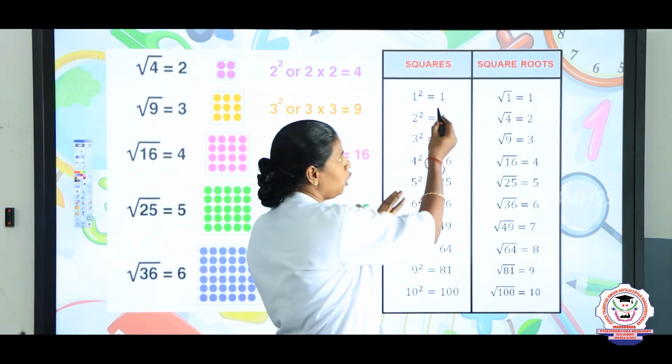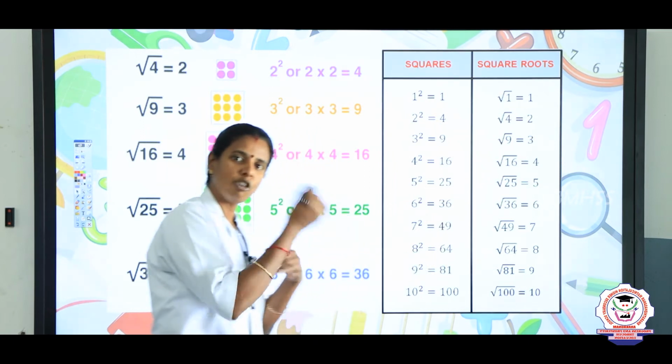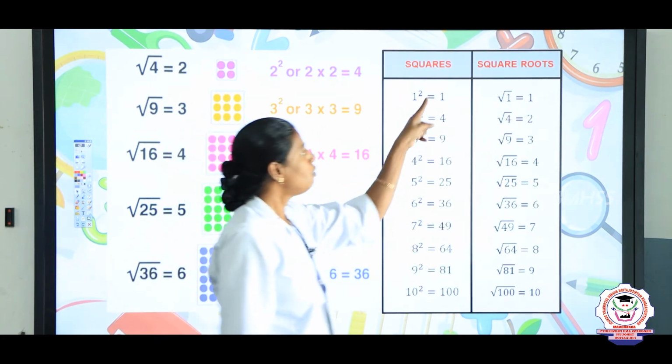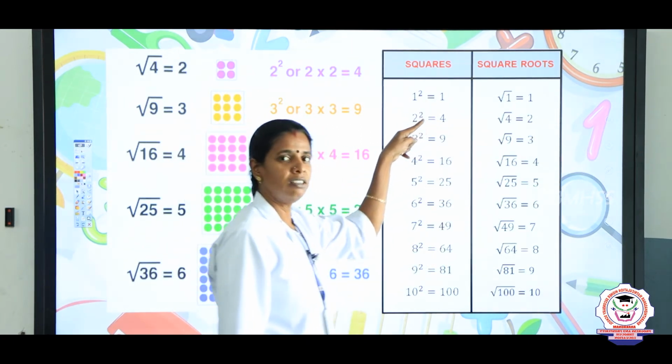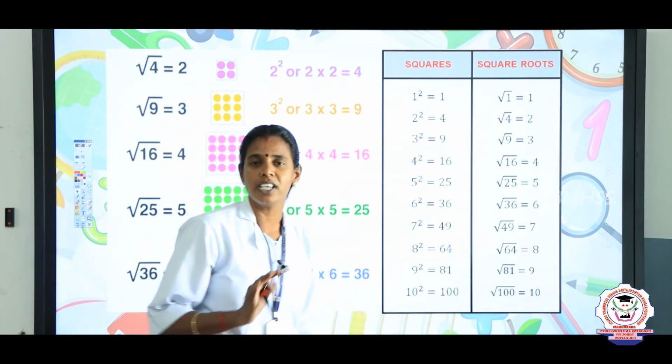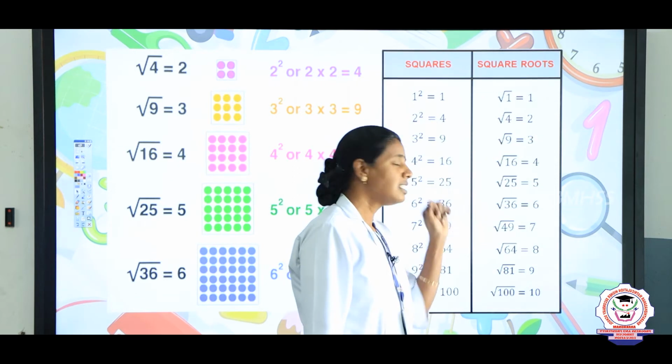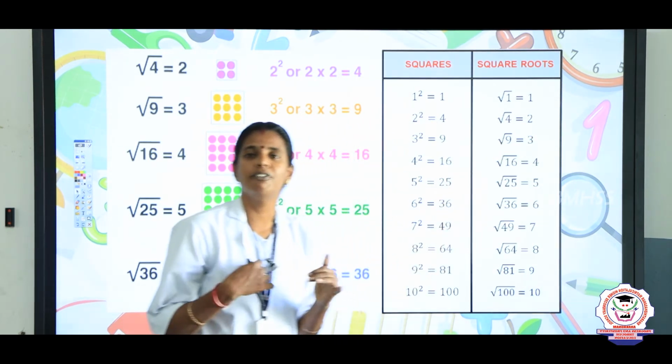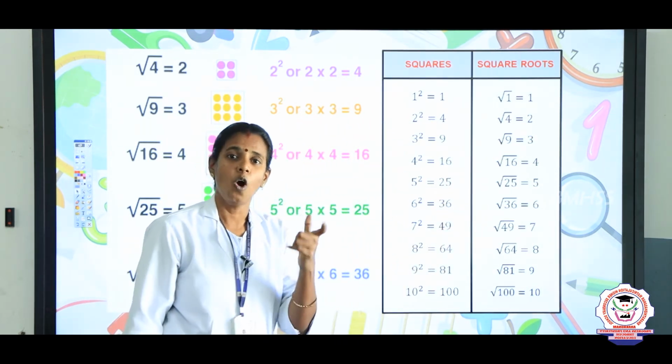So I already told you the square is the inverse of the square root, right? So for all the square numbers 1, 4, 9, 16, which are all perfect squares. Why we are saying these numbers are perfect squares is that we can find the square root as a whole number.